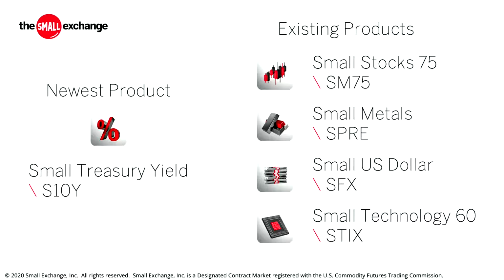And before we do that, I just want to call out the fact that we have 4 other products now. Now we're at a nice number of 5 products at the small exchange. We've got 2 stock products, that small stock 75 and the small technology 60. The small stock 75 is a great barometer of the stock market at large. It's got 20% energy stocks, 20% industrial, financial, materials, and technology. And then what we did with the small technology 60 is we just put that technology sector from small stock 75 on steroids.